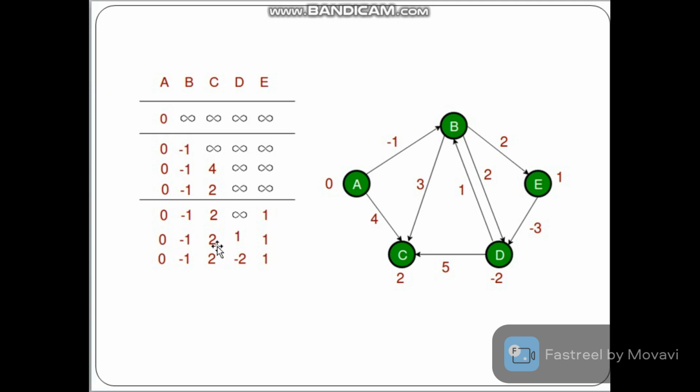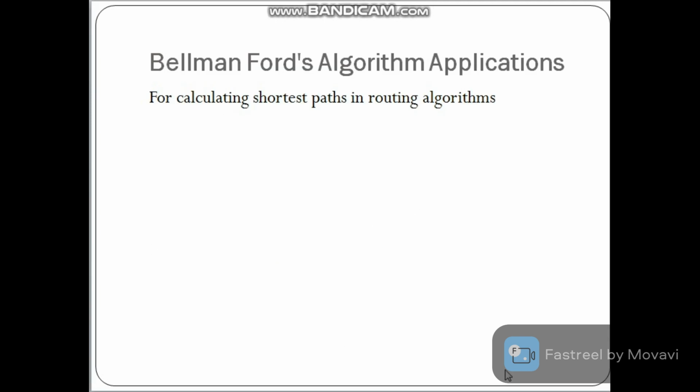At the next level, this will be minus 1, or from this 1 minus 3 is 2, so this will be minus 2. After all the relaxation, you will get the exact solution. This means we have to follow these steps up to n minus 1 times.